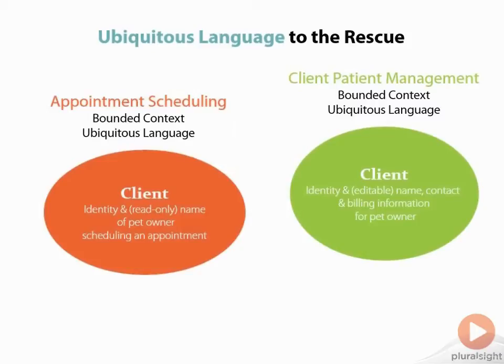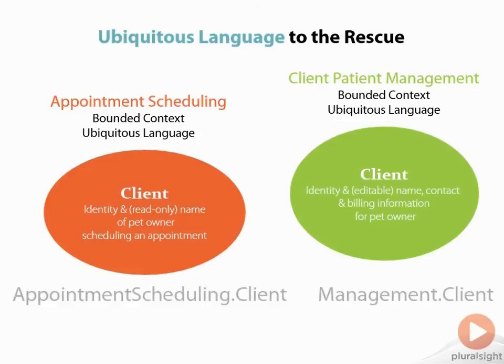A client in scheduling is still a client, so we use the same name, even though it's a differently defined type than the client we work with in the client-patient management app. Right, and thanks to namespaces in our code, we're able to keep it clear which ones are which in the code.